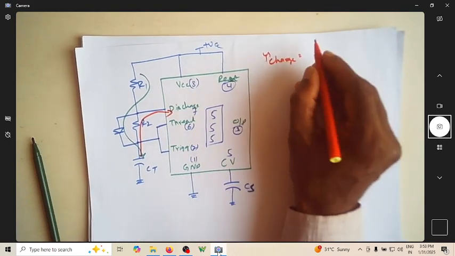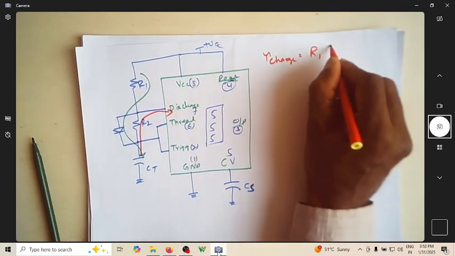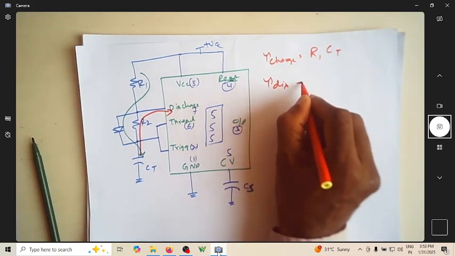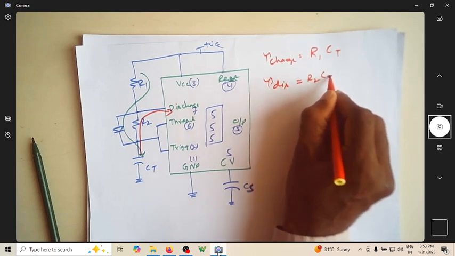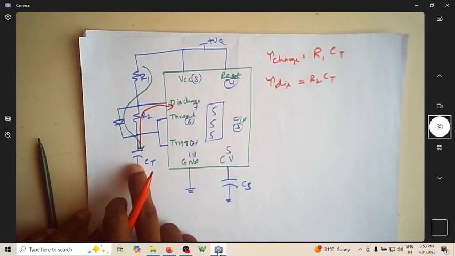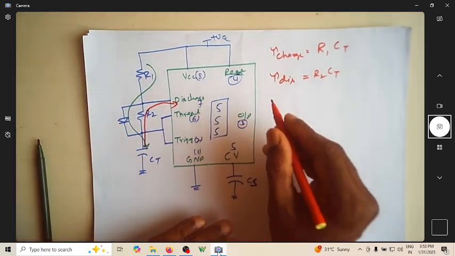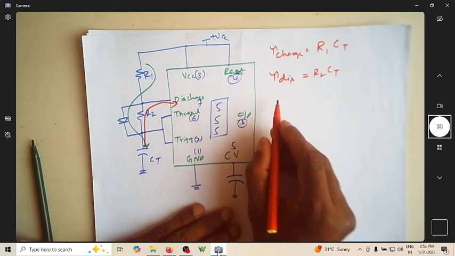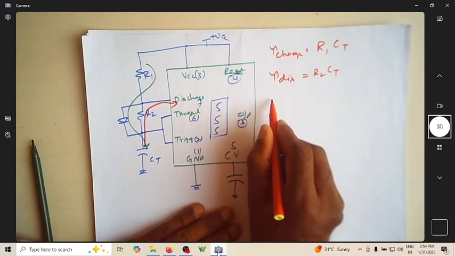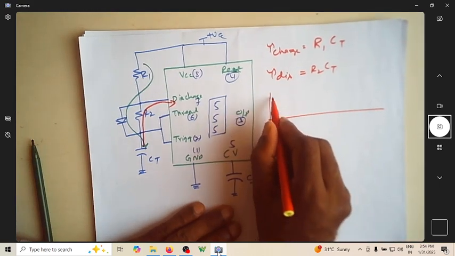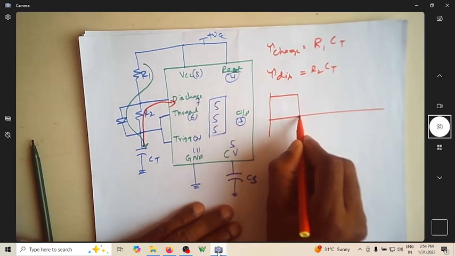That is, the RC time constant is R1 into CT. What is tau discharge? Tau discharge is R2 into CT, because it is a timing capacitor. Through R1 it charges, through R2 it discharges. So now, of course, you all know the timing diagram of this. So I say this is the on time.